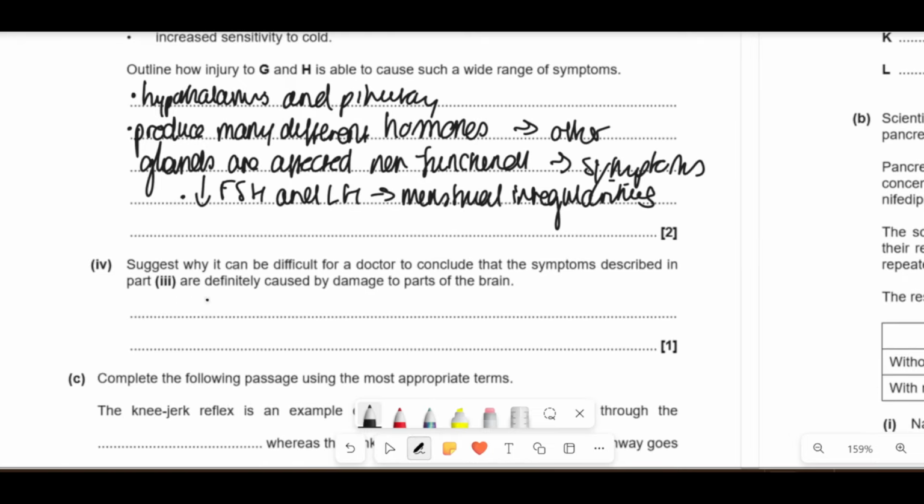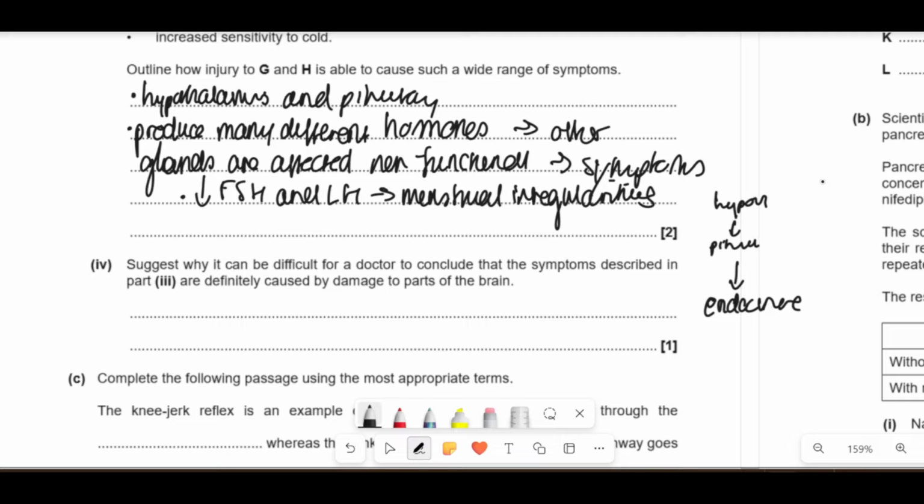Next, it says, suggest why it can be difficult for a doctor to conclude that symptoms described in part 2 are definitely caused by damage to part of the brain. So if we think about it, the hypothalamus releases hormones that stimulate the pituitary gland, which then goes and stimulates your endocrine organs. So for example, that could be your ovaries, it could be your testes, it could be your thyroid, it could be your adrenal glands. So damage to any one of these can cause problems.